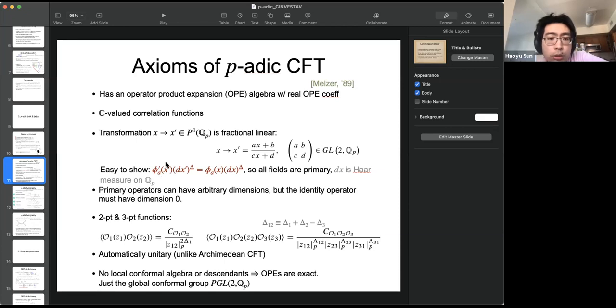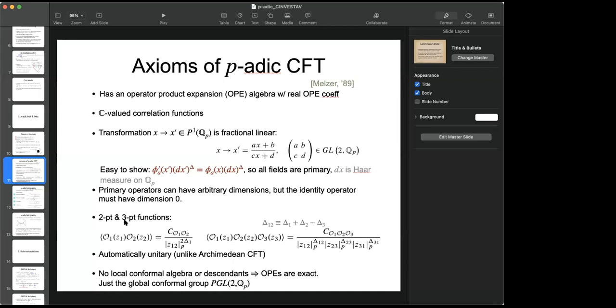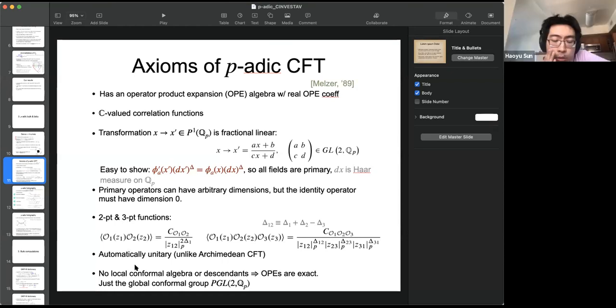And it is easy to show the identity, namely all the fields are primary fields. And here dx is the Haar measure on Q sub p. So in the same paper by Melzer, the axiom says that the primary operators can have arbitrary dimensions, but the identity operator should always have dimension 0. And here are just the results for 2-point and 3-point functions. And the p-adic CFT is automatically unitary, unlike its Archimedean cousin.